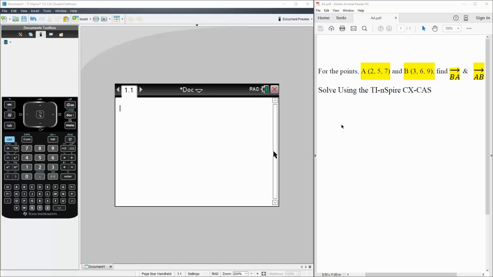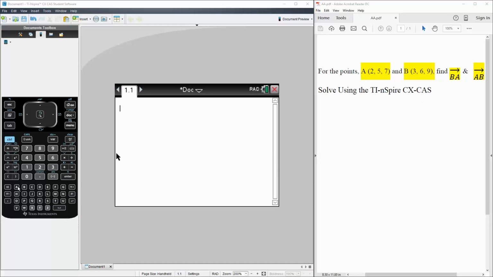Okay, in this question we're given the point A, which is (2, 5, 7), and B, which is (3, 6, 9). We want to find BA and AB. We will solve this question using the TI-nSpire.